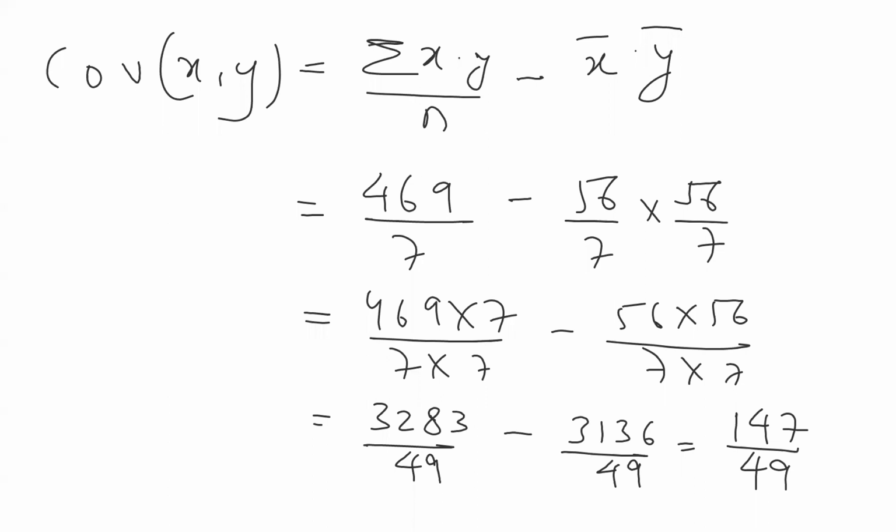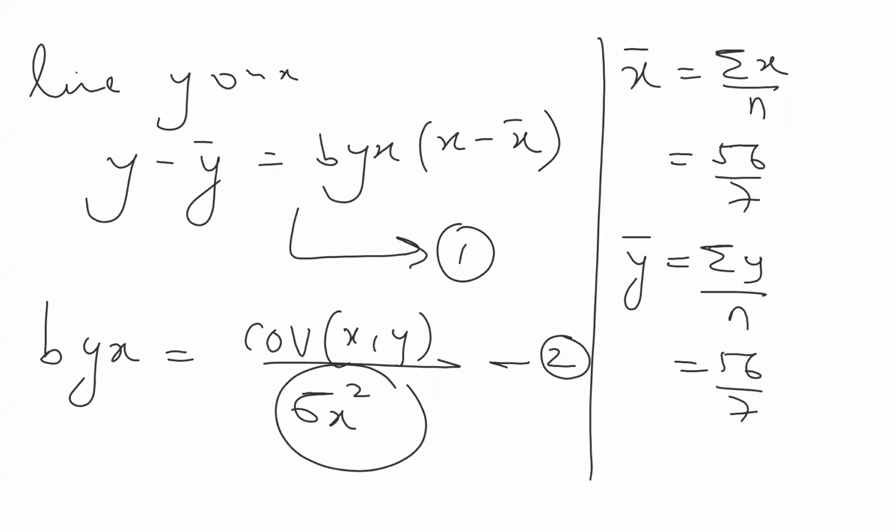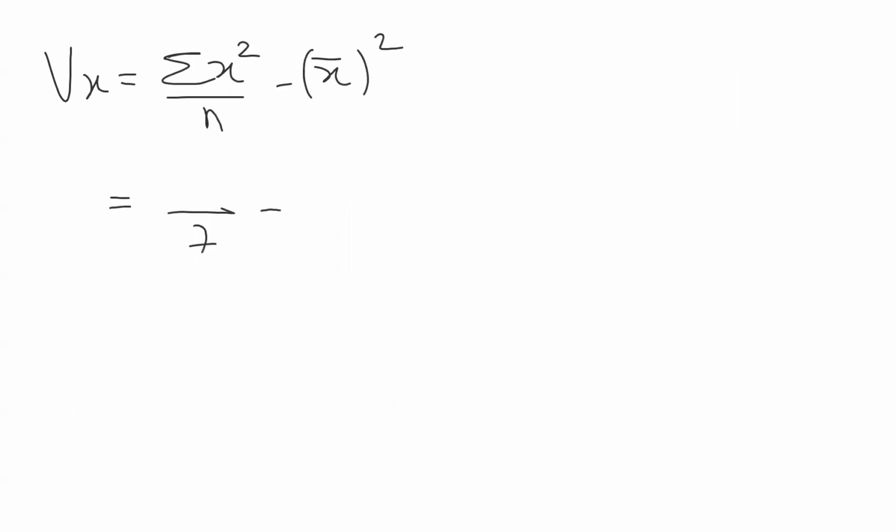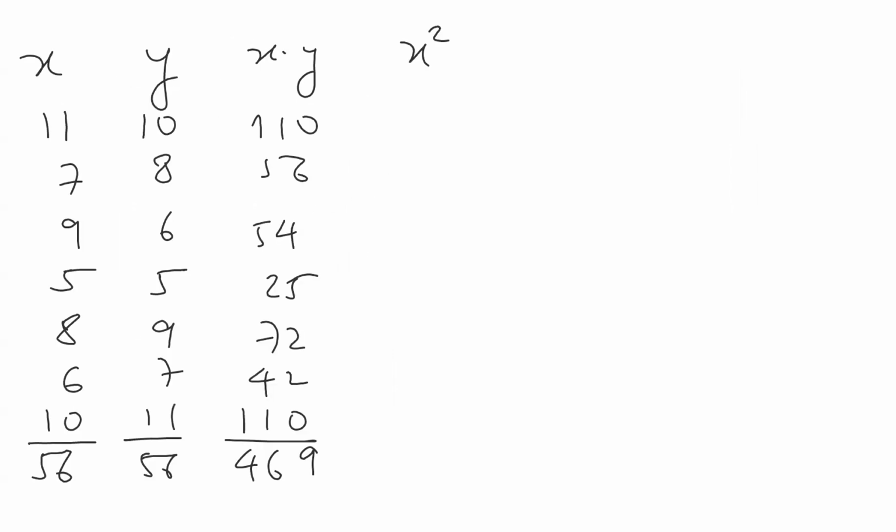Then we'll calculate standard deviation of x square. For that, first we'll calculate variance of x. Variance of x is equal to summation x square upon n minus x bar square. So this is 7, this is 56 upon 7 the whole square. Summation x square, we need to calculate the total of column x square.